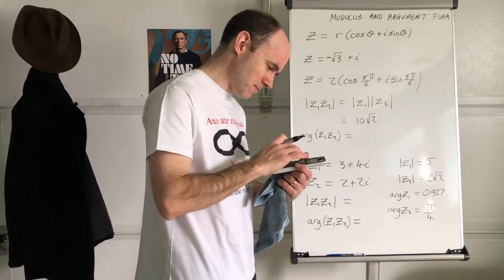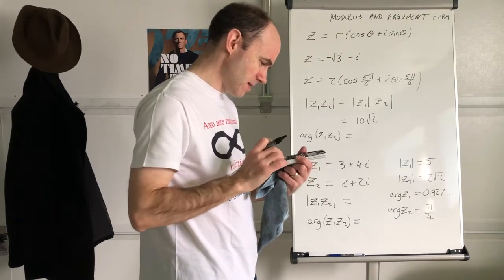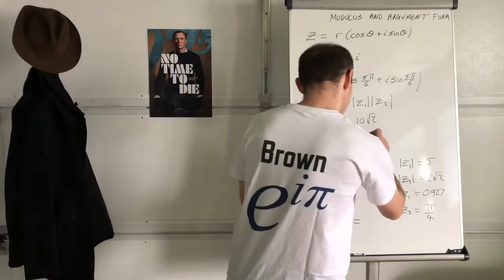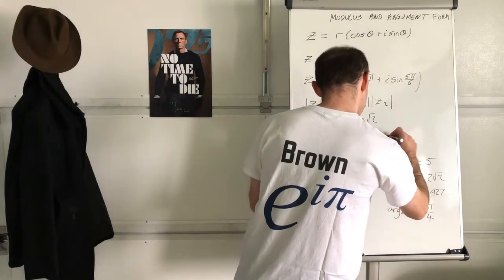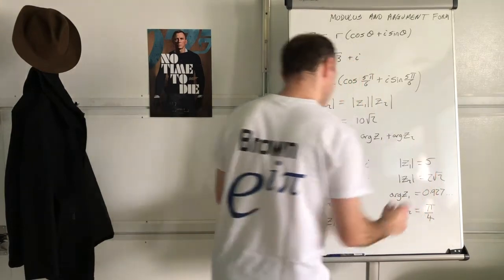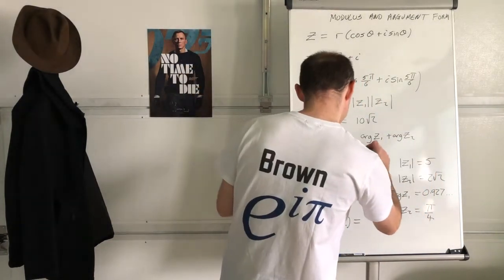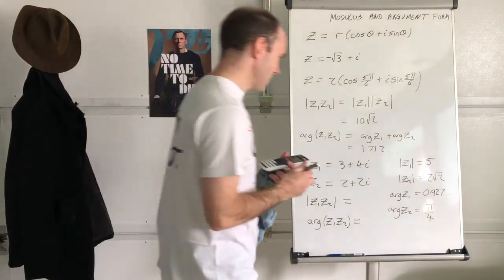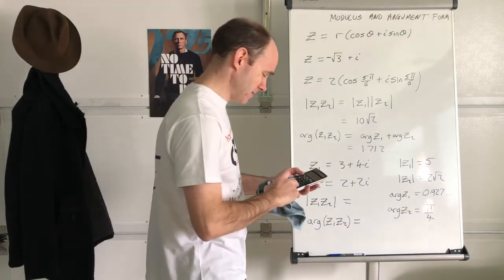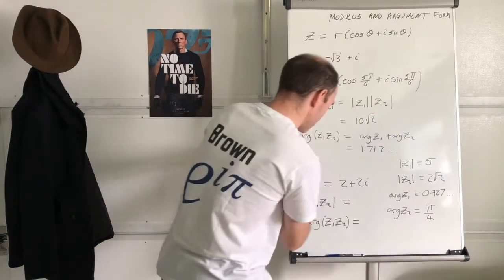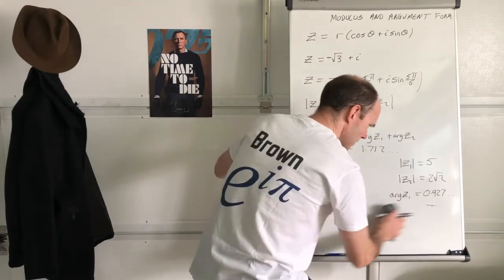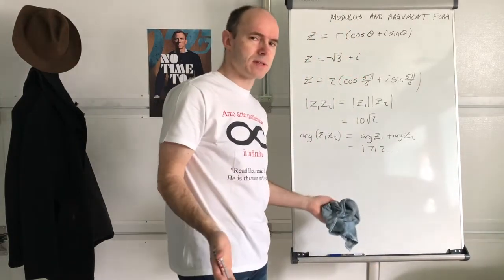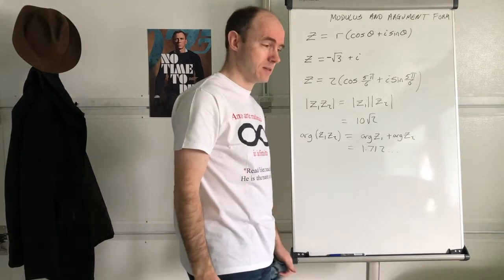So, can you see what buttons I'm pressing? 1.712. I did that plus that. It's argument of Z1 plus argument of Z2. I can just about squeeze it in there. 1.712. Which is quite a handy result, isn't it? What does that mean mathematically? It means when you've got two complex numbers and you multiply them together, you multiply their lengths together, and you add their arguments together, which is quite a cool result.